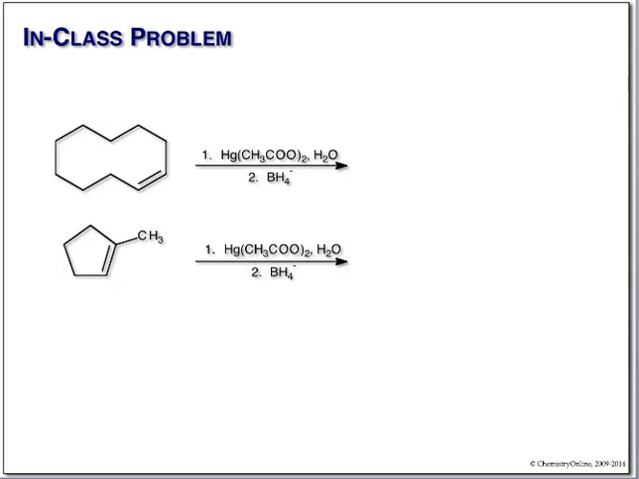And the last two. Our 10-member ring. All we're going to do is add a hydroxyl group to one of these carbons. Doesn't matter which one. This is our Markovnikov carbon, our tertiary center. Hydroxyl group will go there. Remember, you don't have to worry about rearrangements.